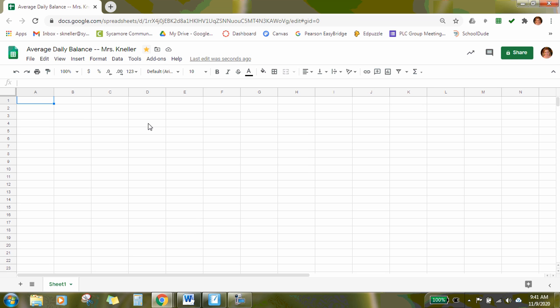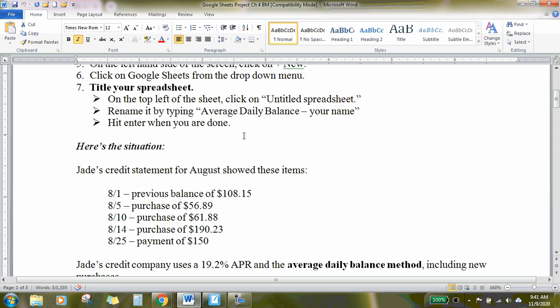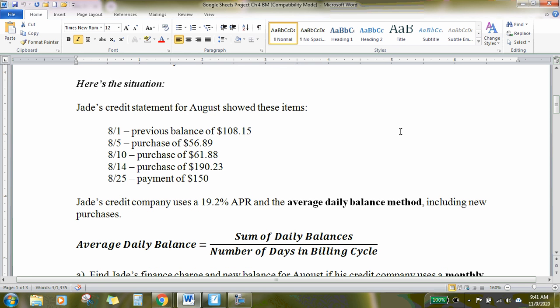Okay. All right. Next, we got to read our situation here. So here we have Jade and the credit card statement for August. There was a previous balance of $108.15. And then 4 days later, there was a purchase of $56.89. And then 5 days later, there was another purchase, $61.88. 4 days later, there was another purchase of $190.23. And then 11 days later, there was a payment.